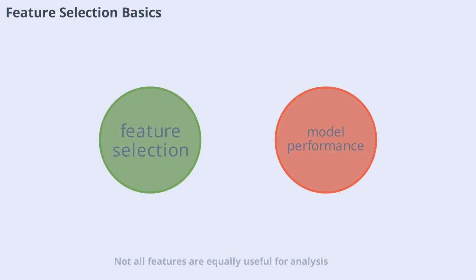Not all features are equally useful for analysis. Feature selection is the process of identifying the most relevant variables for your model. By removing irrelevant or redundant features, you can improve model performance and reduce complexity. Techniques for feature selection include correlation analysis, recursive elimination, and using model-based importance scores.